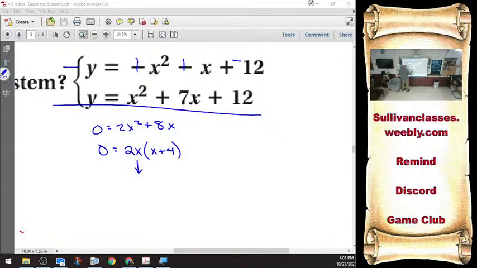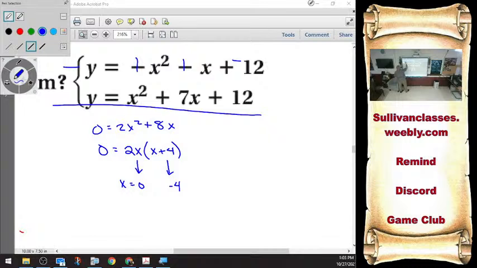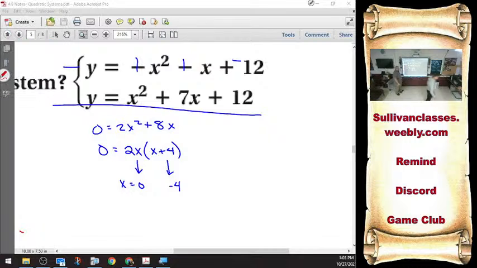But set them both equal to 0. 2x equal to 0, well, x is 0. x plus 4 equal to 0, negative 4. Kids have a tendency to overthink these ones because they expect you have to do the full process like we do with other problems. No, just factor out the 2x and, oh, look, it's 2 factors. Set the 2 factors equal to 0. But then I have to plug them back in. And it doesn't matter which equation you plug them in either. You're going to get the same answer.